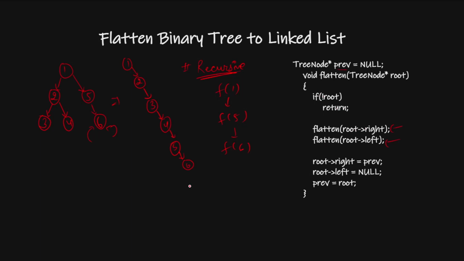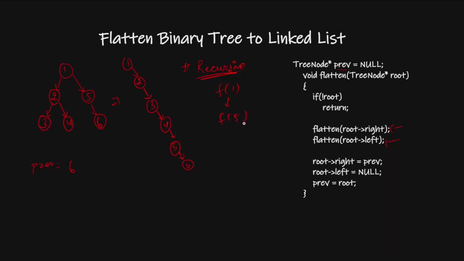Right now my previous is pointing to null. So now my current root's right will point to previous, which is null. So this will point to null, and its root's left is also pointing to null, which is already so. After doing so, my previous will be 6, so I will make this previous 6. Now this f6 is done.